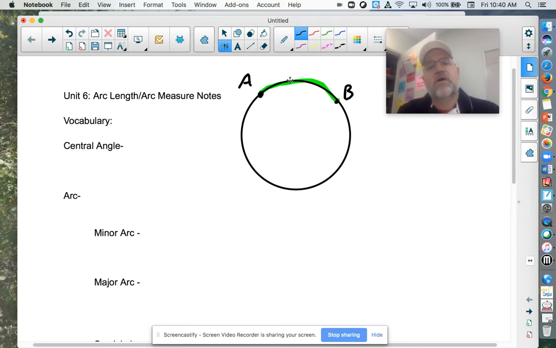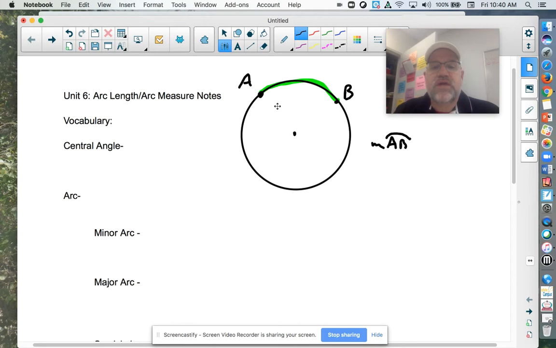If I was going to measure not the distance, but actually the opening between those two points, I would call that an arc measure. Measure of arc AB, and notice I put this little arc on top of it. And we measure arc measure by measuring the central angle.